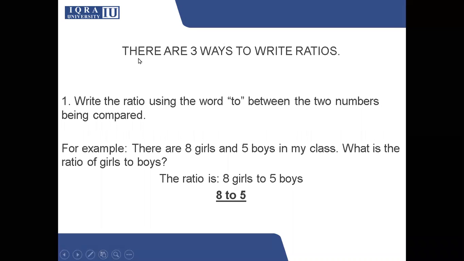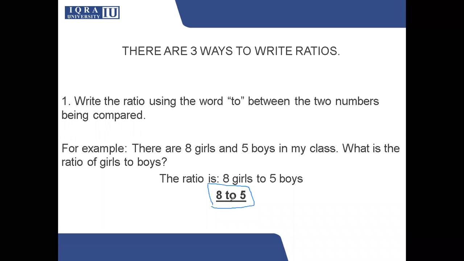Now, you have to realize that there are 3 ways to write ratios. The first way is to write the ratio using the word "to" between the two numbers being compared. For example, how we talked about girls and boys. For example, there are 8 girls and 5 boys in my class. What is the ratio of girls to boys? Since there are 8 girls and 5 boys, the ratio is 8 girls to 5 boys. The ratio is 8 to 5, right?